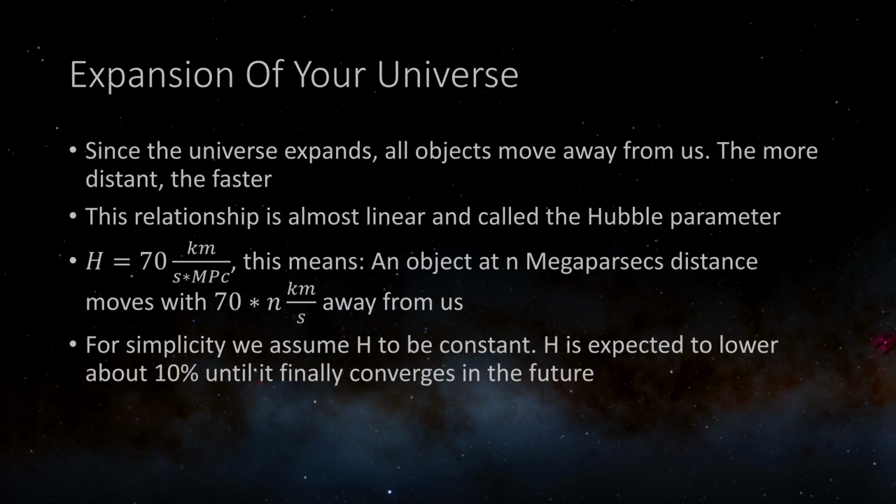And in this example, we assume that h is constant and never goes away from 70. However, in reality, it's expected to lower about 10% or even more, and finally converge to something like 50 or so in the future. I'm not really deep into that, how it will converge and what are the best estimates, but for this example this would just be too much.